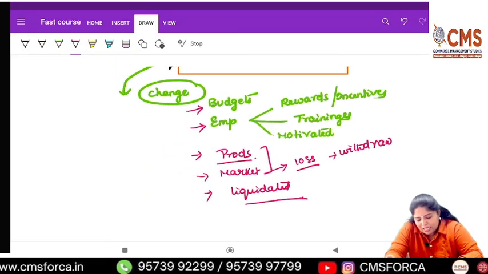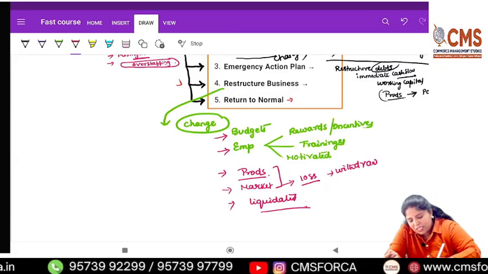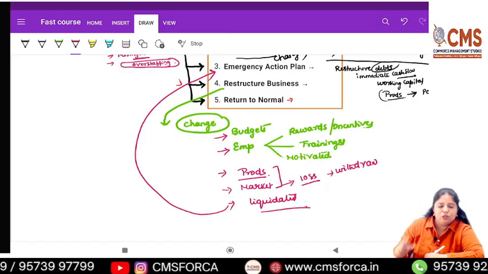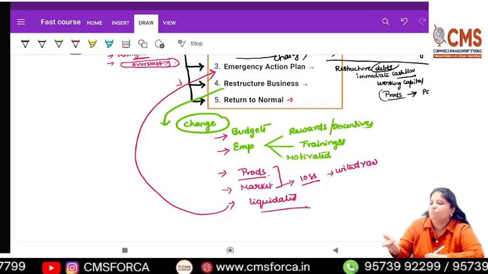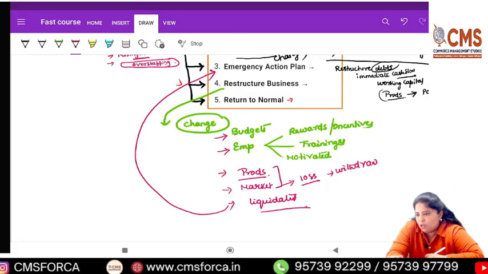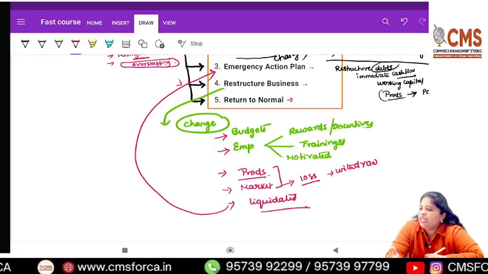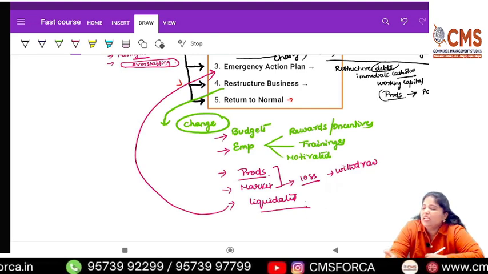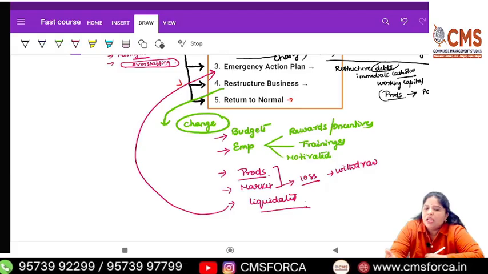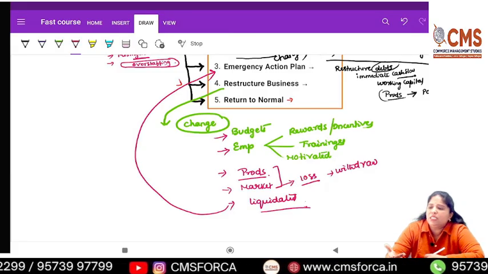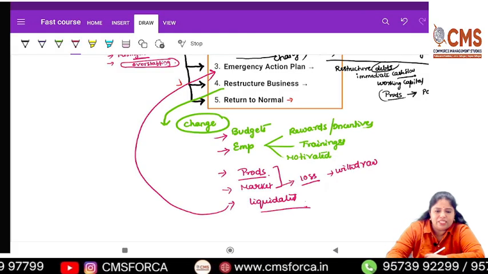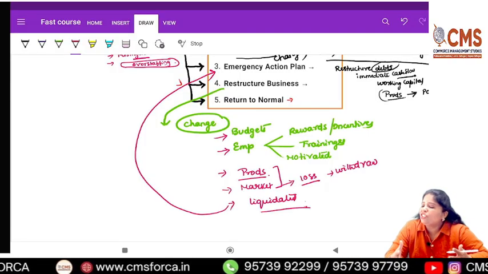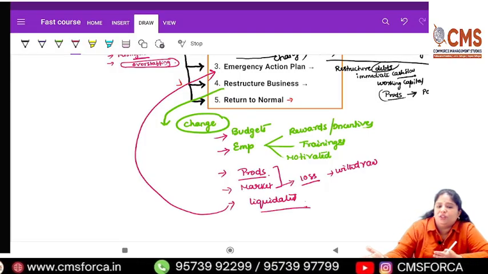So we can link this point under the emergency action plan as well. They are interrelated. You can put down this point under emergency action plan and also under restructuring of business. So when you try to liquidate assets, can I say it creates an immediate cash flow? Their working capital improves, budgets are improving, employees are given training, they are motivated, employee morale is improving, behavior is improving. So you are trying to completely restructure your business.